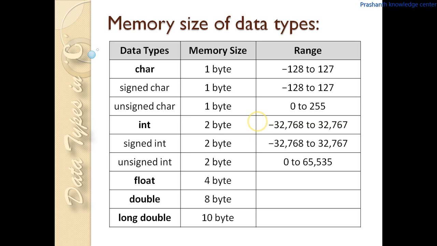Next, memory allocation and memory size for each data type. What is the memory that is used for each type of data type? For char, 1 byte of memory is used, in the range of minus 128 to 127. For signed character and unsigned character, the same 1 byte is used. For int, signed and unsigned, 2 bytes is used. For float, 4 bytes of memory is used. For double, 8 bytes, and for long double, 10 bytes of memory is used.